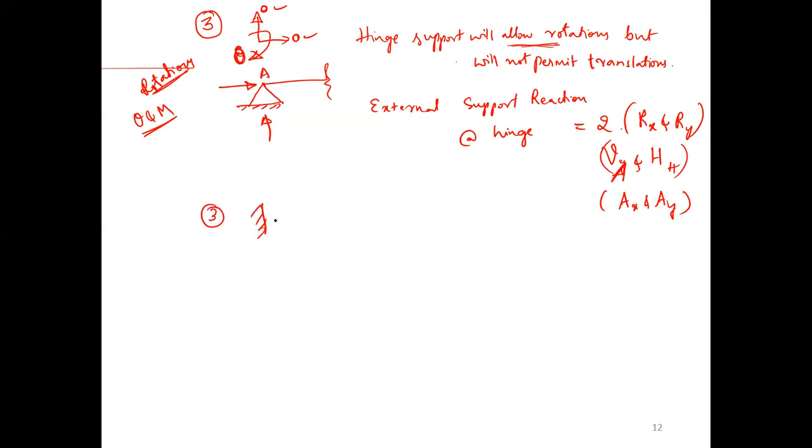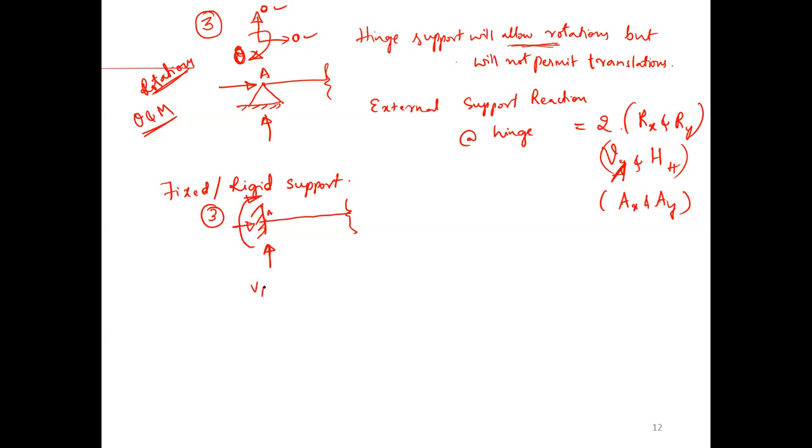Fixed support. This is very, very important. In other words, it is termed as rigid support. Here, how many external reactions are expected in a rigid support? The name itself indicates rigid. Rigid means it will not allow translation as well as rotation. Translation as well as rotations restrained means you may get how many reactions? 3.